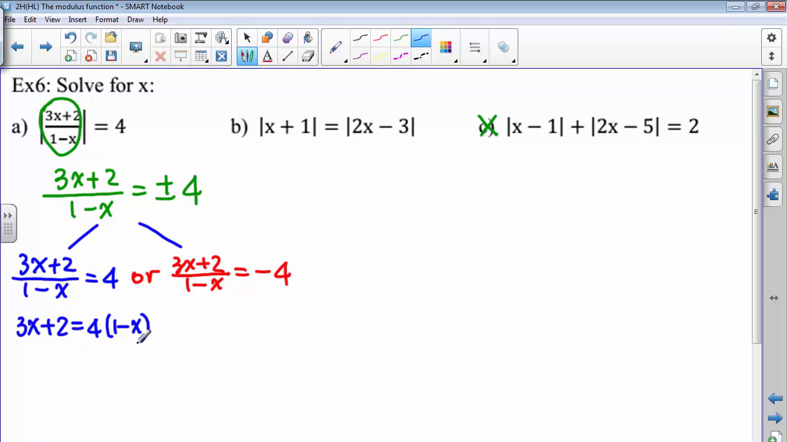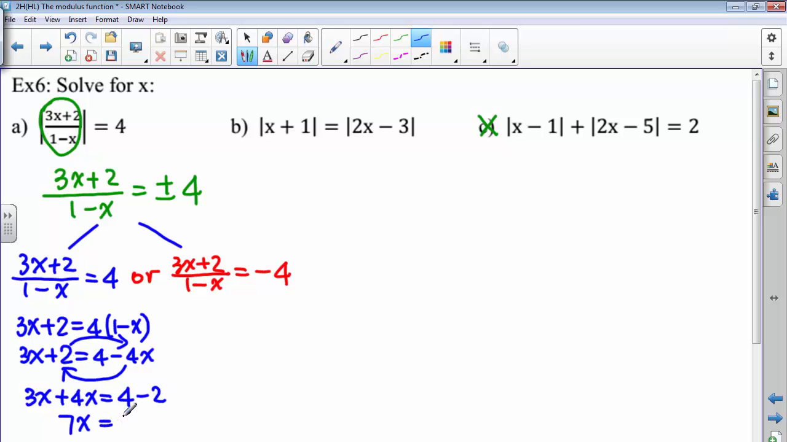Then expand the brackets here. 3x plus 2 equals 4 minus 4x. Move negative 4x to this side. Move 2 to the right side. We will have 3x plus 4x equals 4 minus 2. So it's 7x equals 2. Then divide both sides by 7. x equals 2 sevenths.